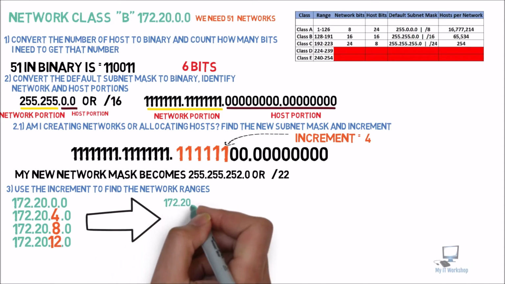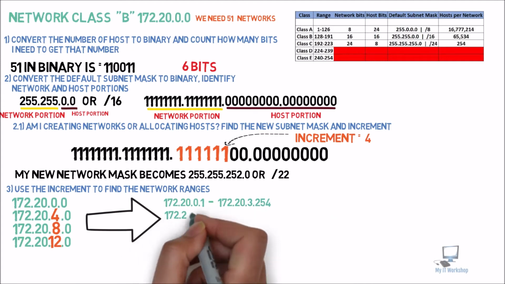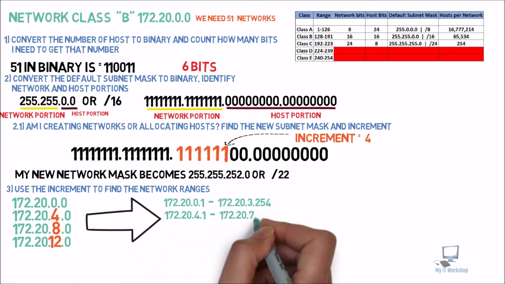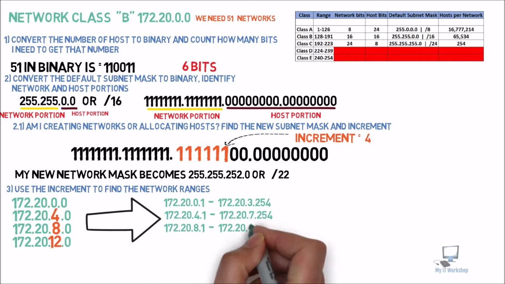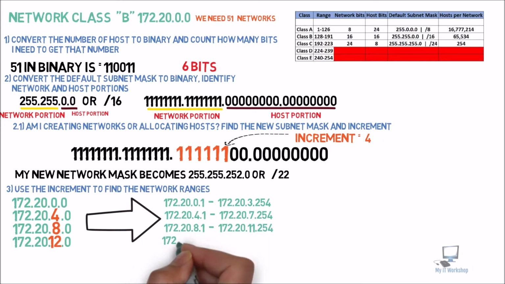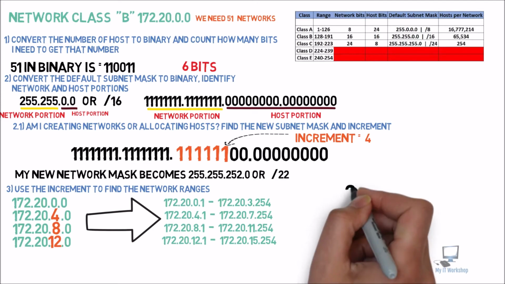Now I'm going to find out the ranges, which is going to be for the first one from 0.1 to 3.254. The next one from 4.1 to 7.254. The next one from 8.1 to 11.254, and so on until the last one, 212.1 to 215.254. As you can see, you can tell that our hosts are going to be a lot.